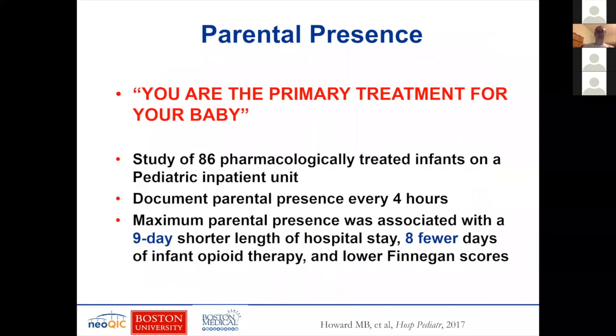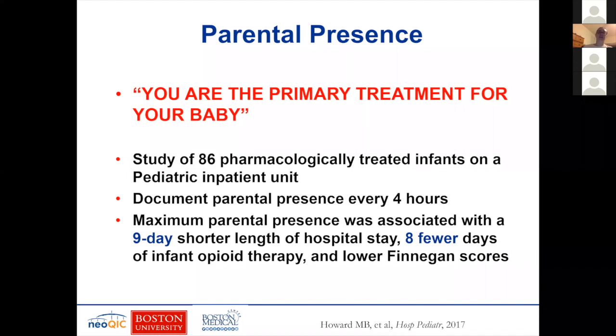And this is the primary message. We really want to empower our moms to realize that they are the primary treatment for their baby. So just to share with you the impact of this, we were able to look at the impact of having a parent present at the bedside in 86 of our pharmacologically treated babies on our inpatient ward.